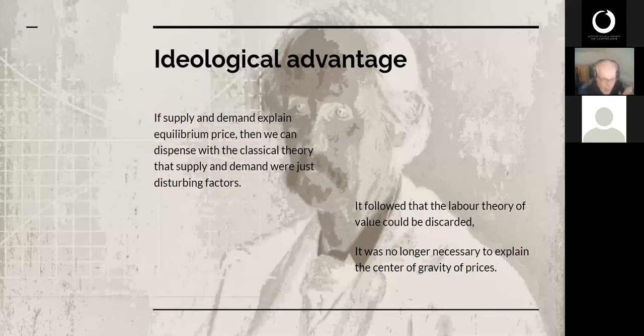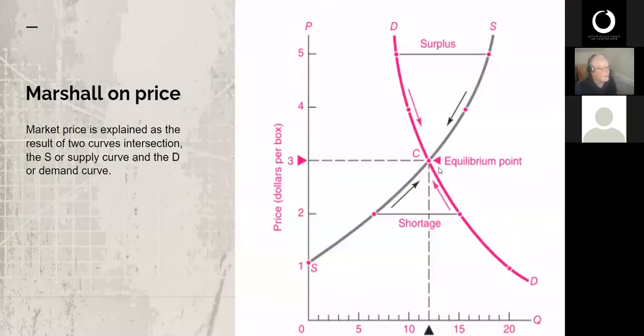If you can make what were previously disturbing factors the center of your theory, you can disregard the labor theory of value. It was no longer necessary to explain what the classical economists considered to be the center of gravity of prices. Instead, you have something that does better than that. You explain the individual prices, not just their center of gravity, which from the neoclassical point of view is a much better theory, because it gives you a precise answer rather than saying, oh, well, we've got a general estimate and there's disturbing factors. It appears to be more precise.